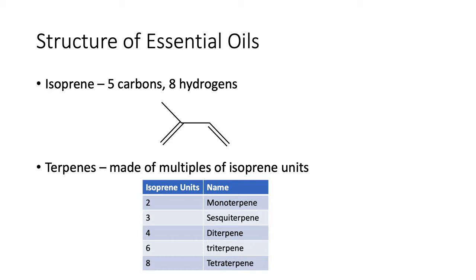So most essential oils are made up of isoprene units, and that's the structure of an isoprene. It has 5 carbons and 8 hydrogens. And then when you stick them together, you get a class of molecules called terpenes. A terpene is more than one isoprene unit. The way that you name these things is that if you have 2 isoprene units, that's the smallest terpene you can have, so it's called a monoterpene. Then sesquiterpene, diterpene is 4, so it has 2 of the monoterpenes. Triterpene and tetraterpene is when you have 8.